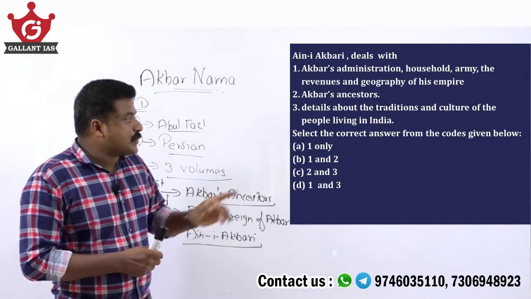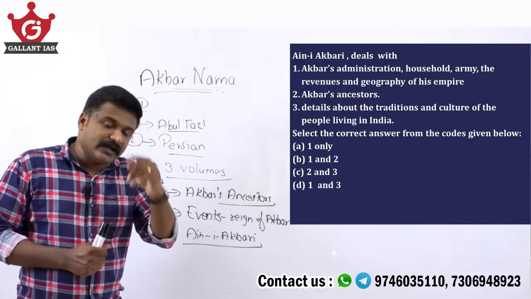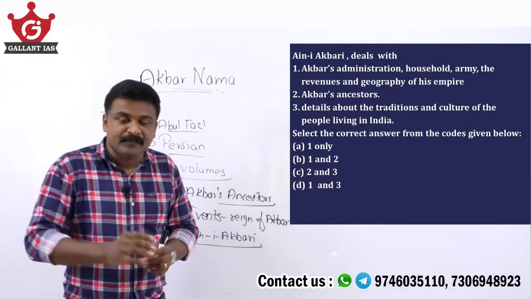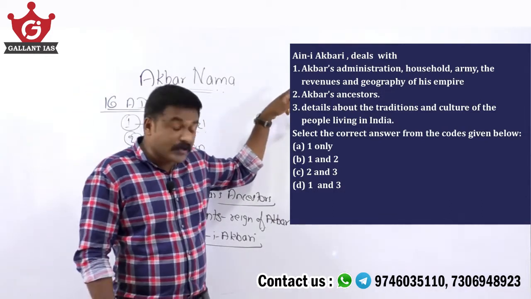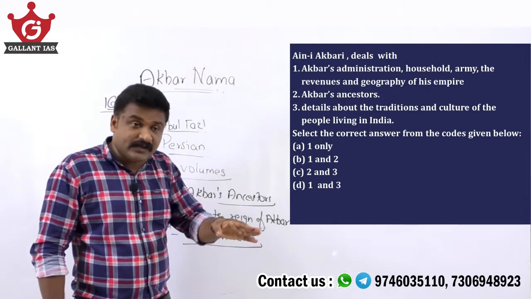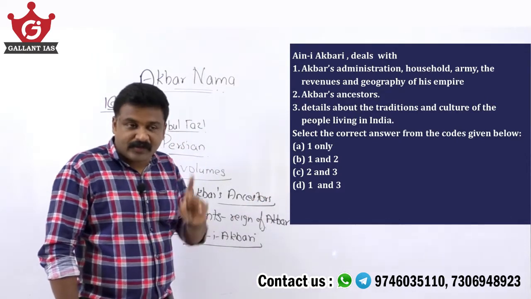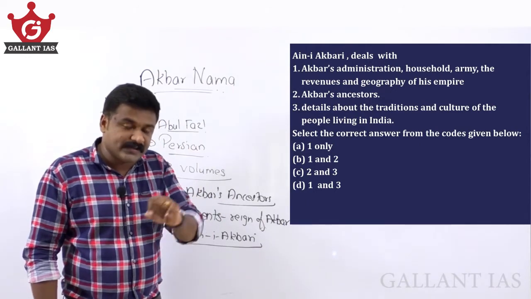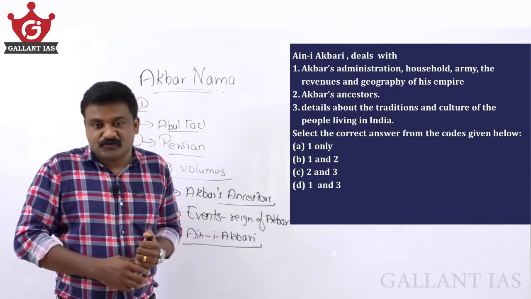Details about the traditions and cultures of people living in India. That is a correct statement. The third part, Ain-e-Akbari, also gives details about traditions and cultures of people living in India. So the first and third statements are correct, and the second statement is wrong. So your answer has to be D, which is 1 and 3 only.